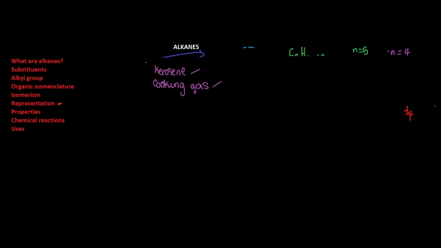Just a general overview of alkanes, their nomenclature, isomerism, representation, properties, and so on.